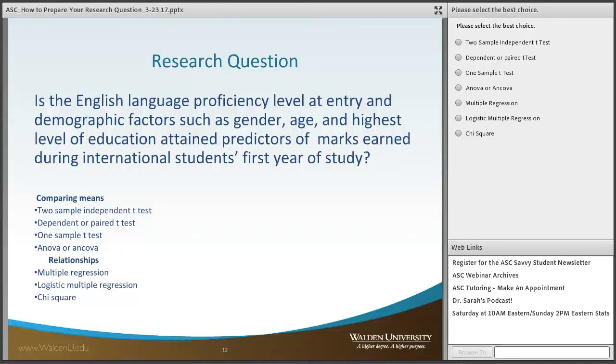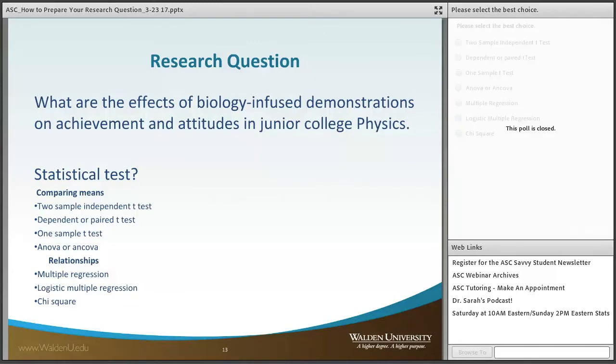The highest level of education you had before you came in should also be another positive coefficient. And gender, well, I will leave that up to you if you think that that plays a role. What are the effects of biology infused demonstrations on achievements and attitudes in junior college physics?